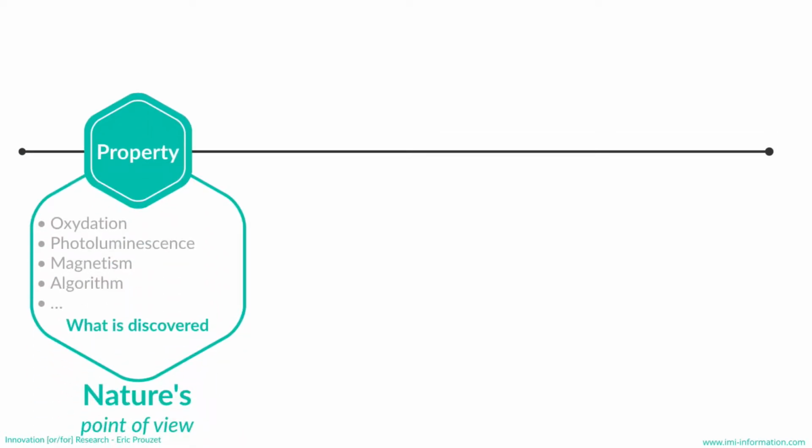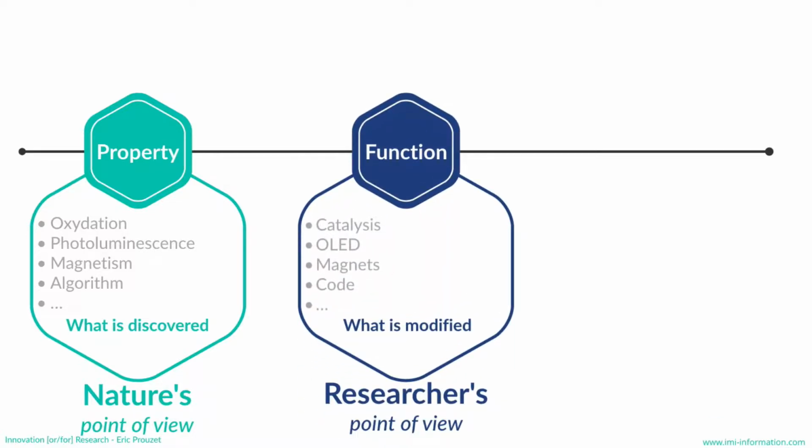First, I will define the property as nature's point of view. The property is what we discover. Maybe we haven't done it yet, but it exists by itself. The oxidation or photoluminescent property of a molecule, the magnetism of a solid, they exist even if we haven't discovered the molecule yet, if we haven't synthesized the solid yet.